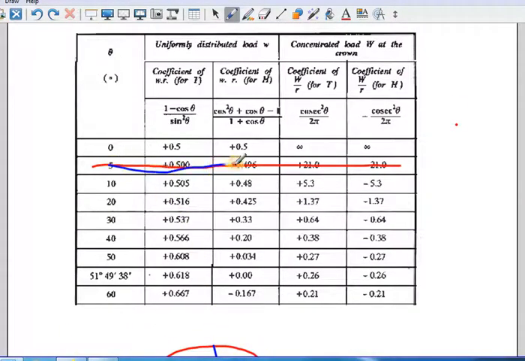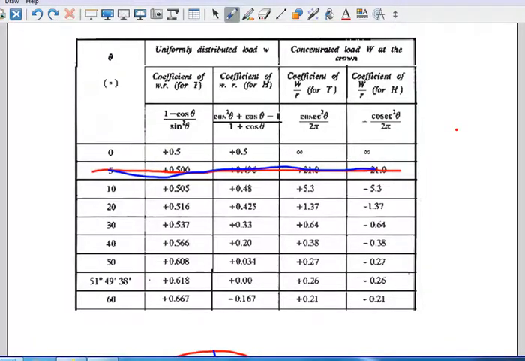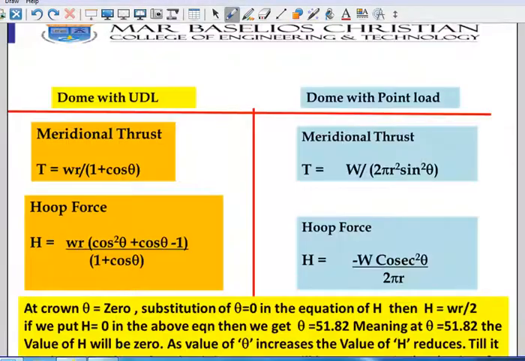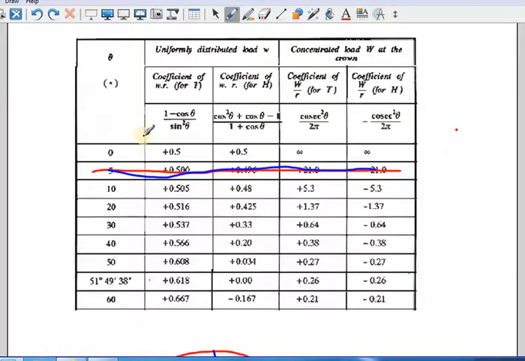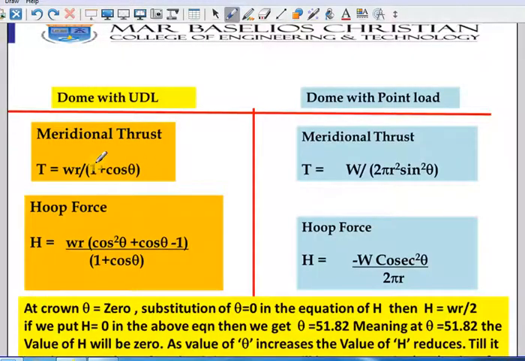Then, as we discussed in the previous one, this is how we find the meridional thrust and hoop forces. So T is WR by 1 plus cos theta, where W and R are according to our problem. You will find out the values of 1 plus cos theta for 0 degree, 10 degree, 20 degree, like that.